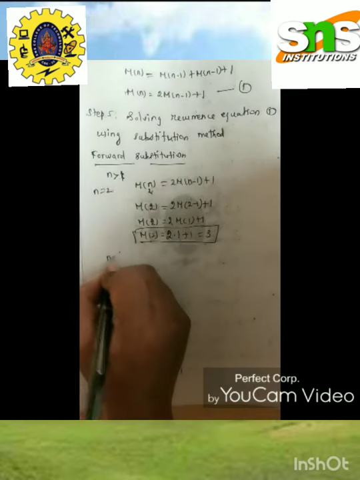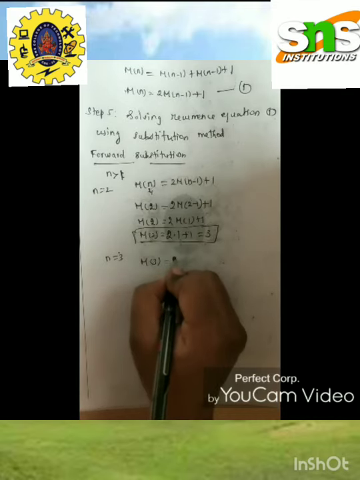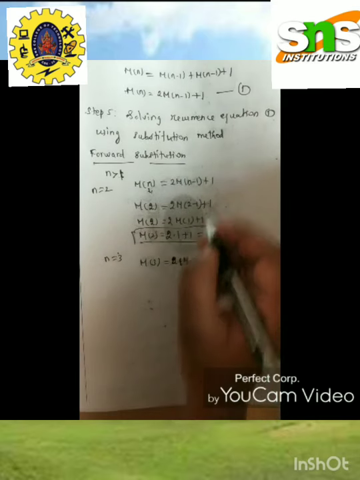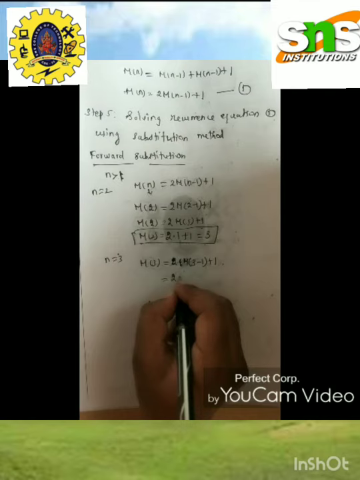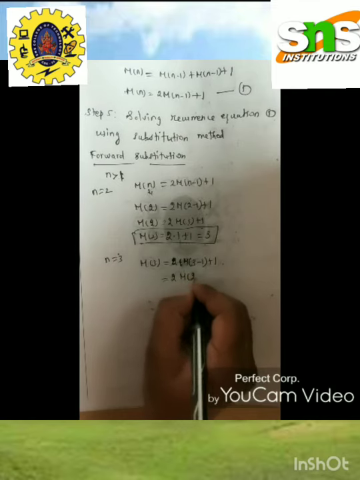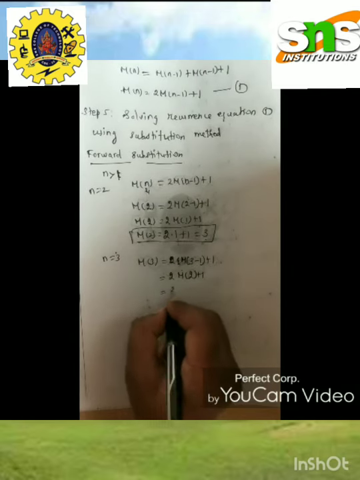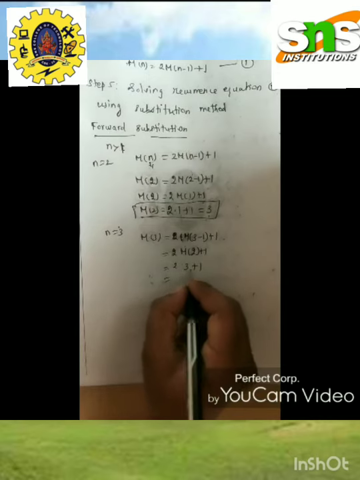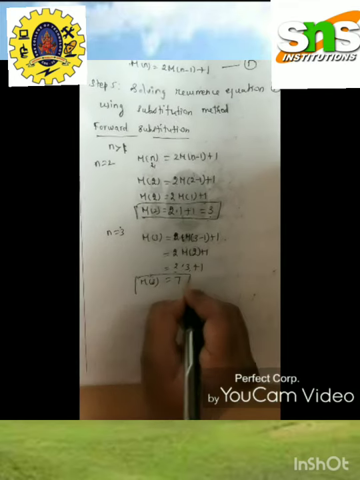Then n is equal to 3. M of 3 is equal to 2 into m of 3 minus 1 plus 1, which is 2 into m of 2 plus 1. M of 2 is here 3. So 2 into 3 plus 1 equal to 6 plus 1, 7. So m of 3 equal to 7.